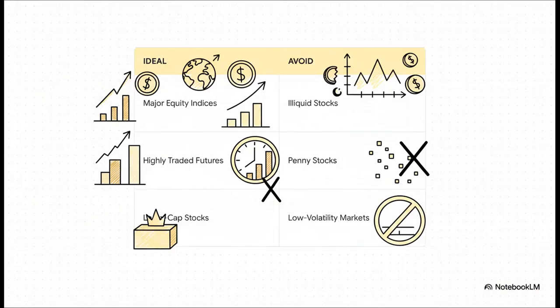The GRS really loves markets with tons of liquidity and lots of big institutional players. So you want to focus on major indices like the S&P 500 or highly traded futures. On the flip side, you absolutely want to avoid things like illiquid stocks, penny stocks, or markets that just don't move much. They don't have the clean price action and volume needed for this to work reliably.